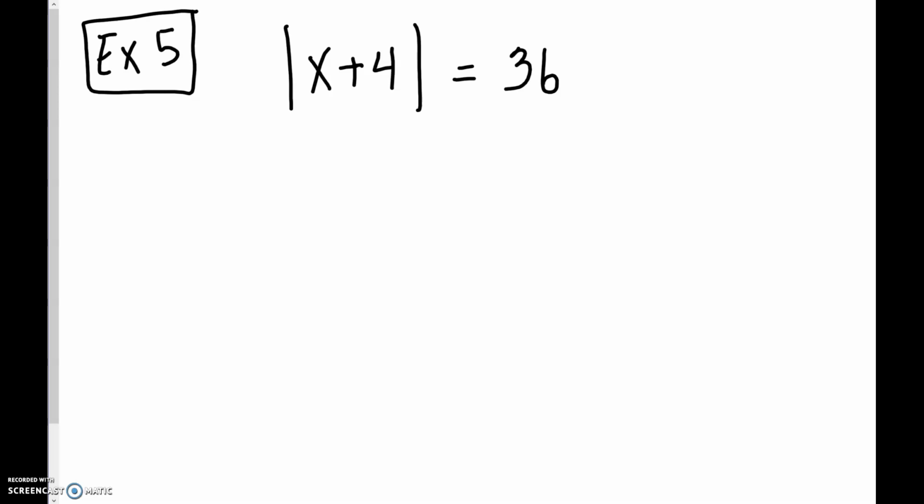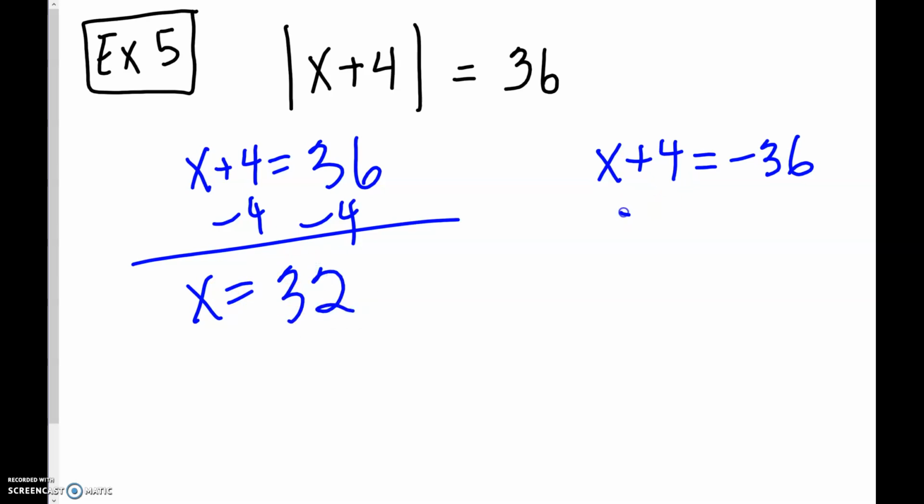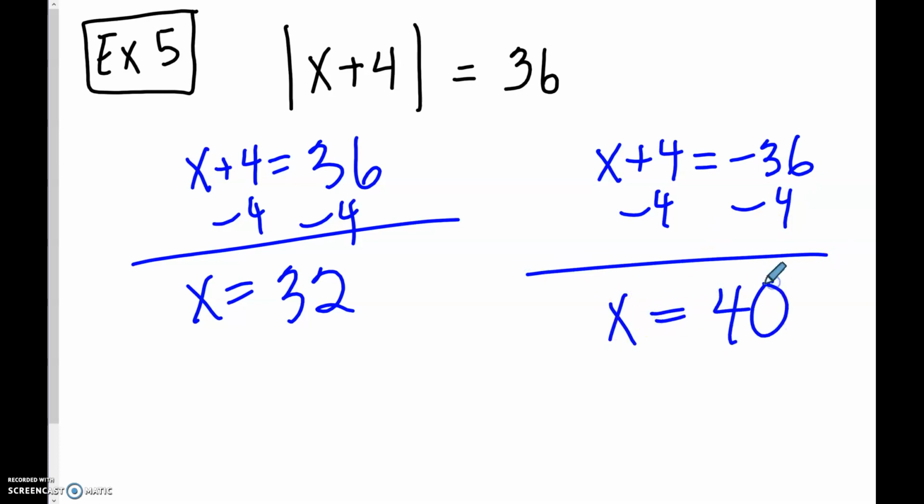All right, so here we go. It equals a positive 36. So we set up our two cases, x plus 4 equals 36. And a second case, because we always have two solutions, x plus 4 equals a negative 36. So I'm going to subtract 4 from both sides. So x equals 32. Then I'm going to subtract 4, subtract 4. So x is negative 40. Okay, so the two answers we can put in there are 32 and, oh, I almost made a mistake here. Negative 36 minus 4 is negative 40. I almost forgot that negative sign.